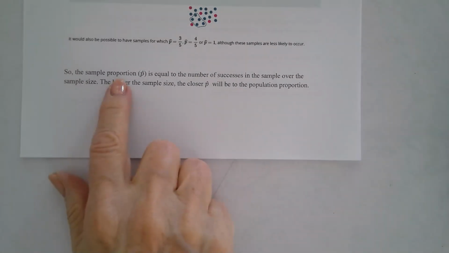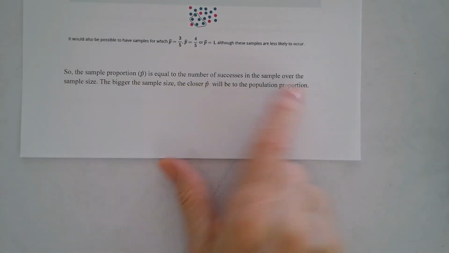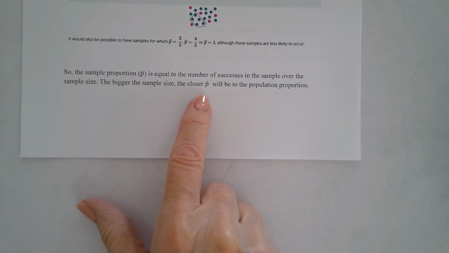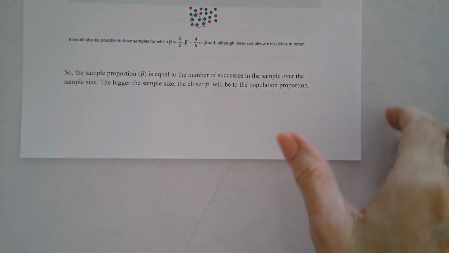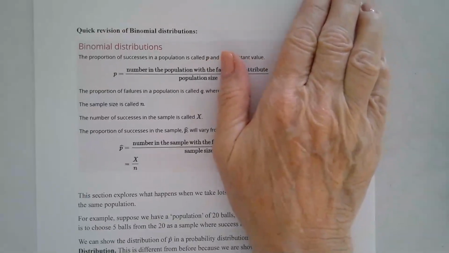So the sample proportion p hat is equal to the number of successes in the sample over the sample size. The bigger the sample size, the closer p hat will become to the actual population proportion. Easy? Cool. Let's go. Just really quick binomial distribution revision.